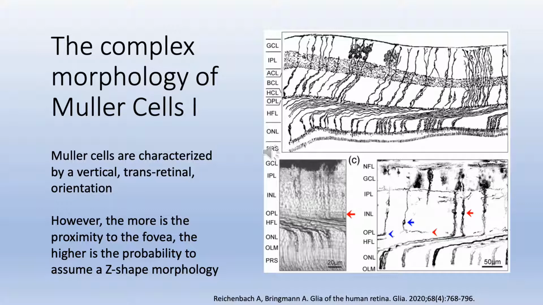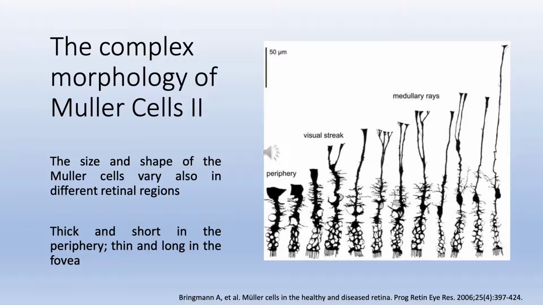Müller cells are characterized by a vertical transretinal orientation. A key feature of the Müller cells is that the closer they are to the fovea, the higher the probability of assuming a Z-shape morphology. Furthermore, the size and shape of the Müller cells also vary in different retinal regions. Indeed, Müller cells are thick and short in the periphery and thin and long in the fovea.